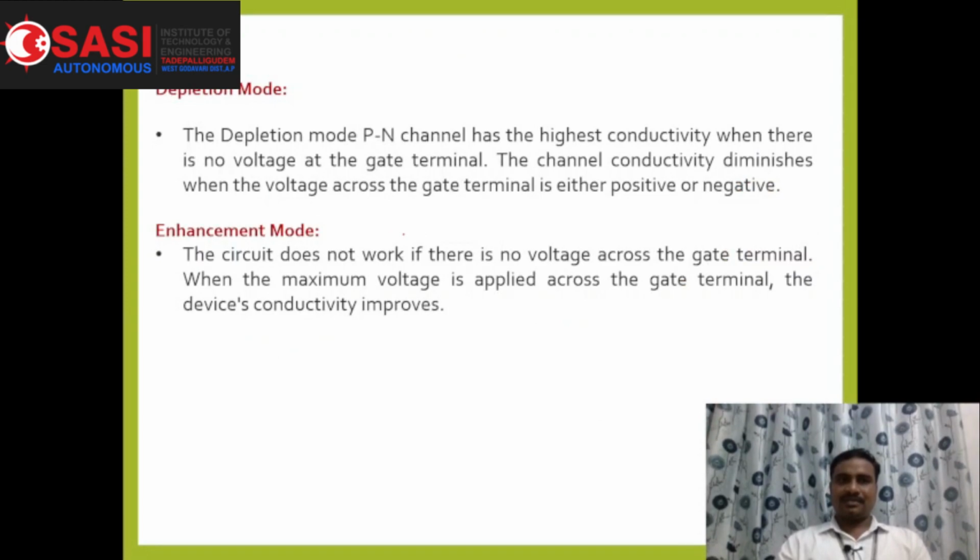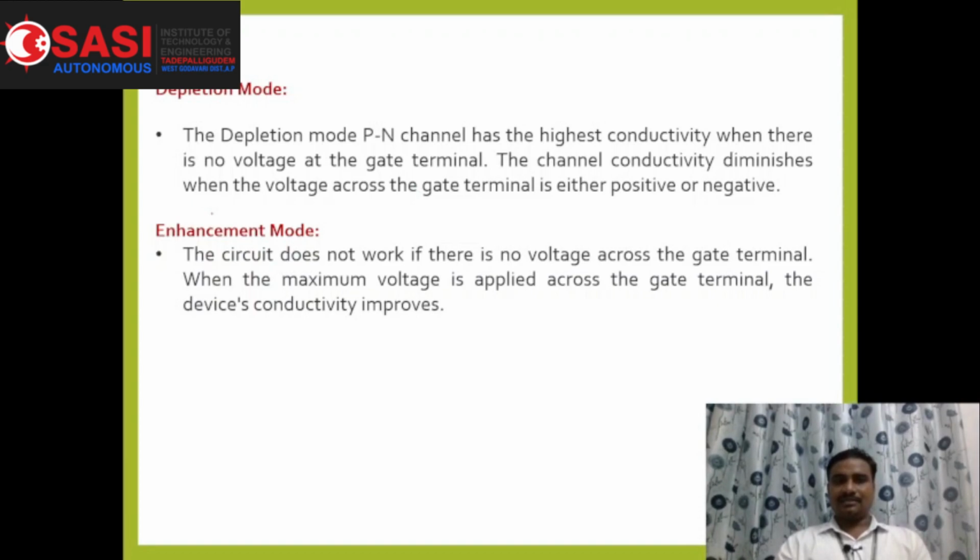Next, what is the basic difference between depletion mode and enhancement mode? The depletion mode P or N channel has the highest conductivity when there is no voltage at the gate terminal. So the P channel and N channel have high conductivity, and the channel conductivity diminishes when the voltage across the gate terminal is either positive or negative, depending on the voltage applied between gate and source. So the channel can be changed, that is conversion of P to N or N to P.